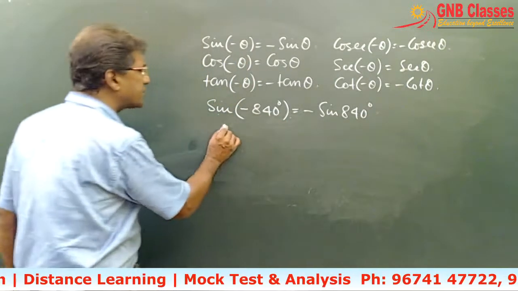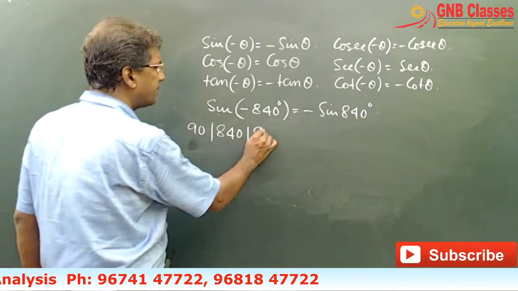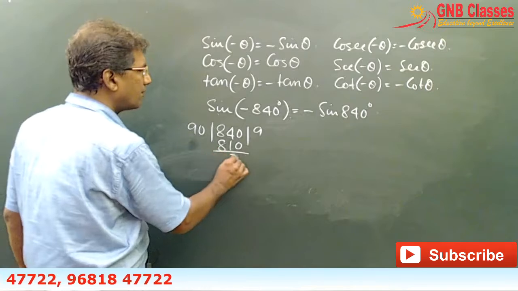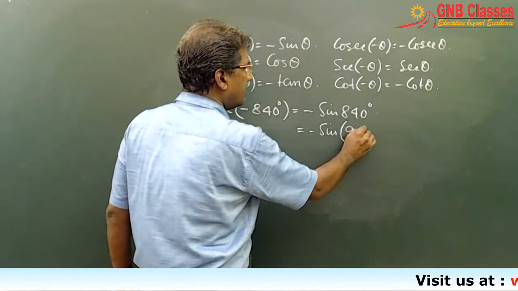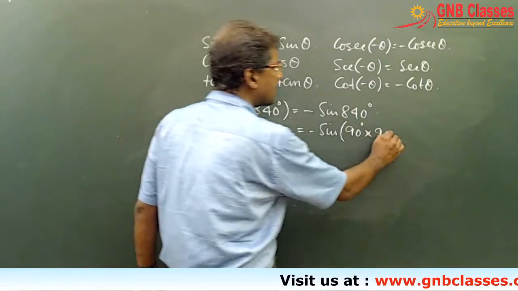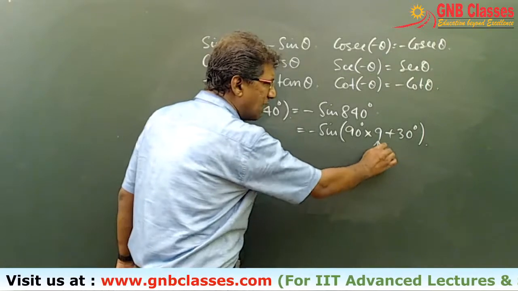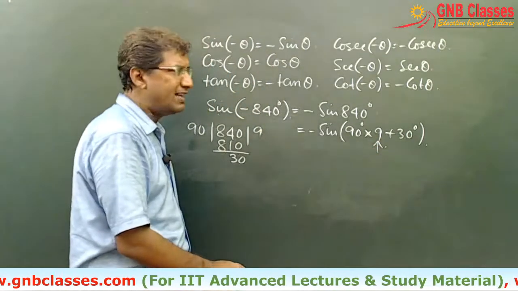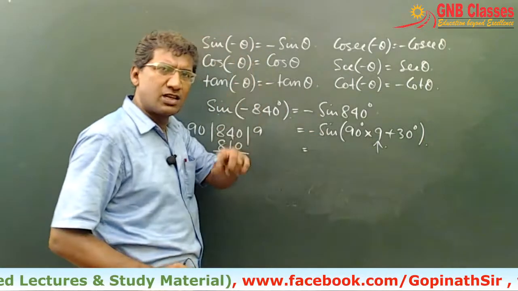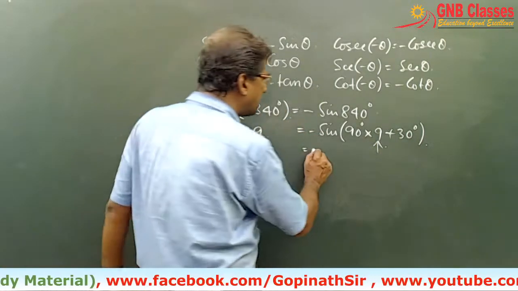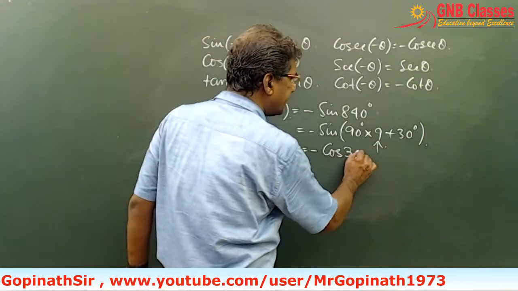Now I will move to the second step, which is 840. I will divide it by 90. So we are getting, I will write this as sine (90 into 9 plus 30 degrees). Now we observe that the multiple of 90 degrees is an odd number. So odd number means sine will be changed to its complementary function, which is nothing but cos. So it will be cos 30 degrees, right?